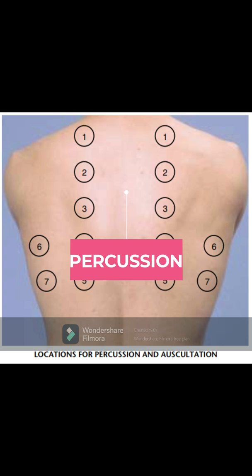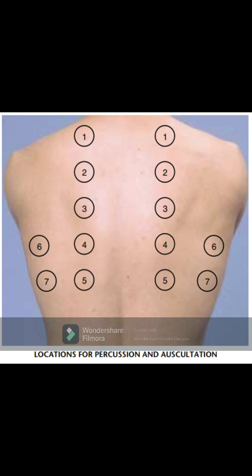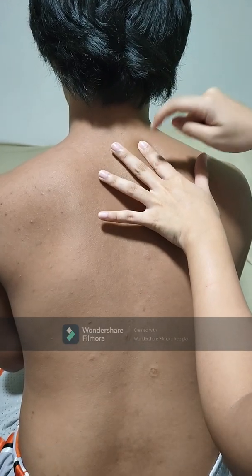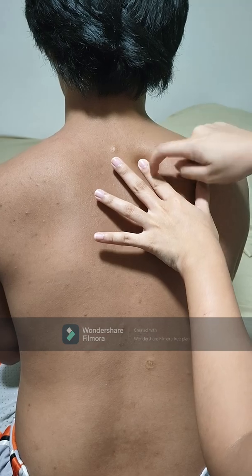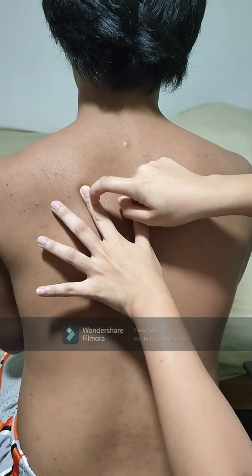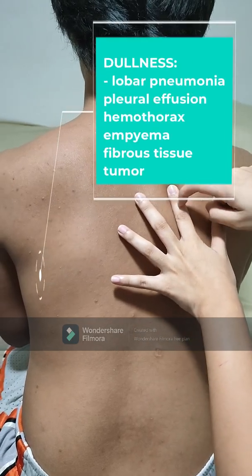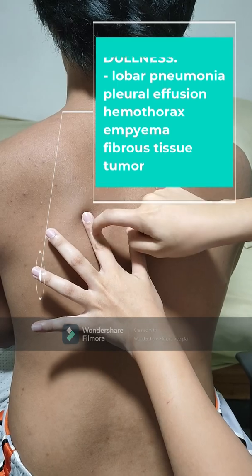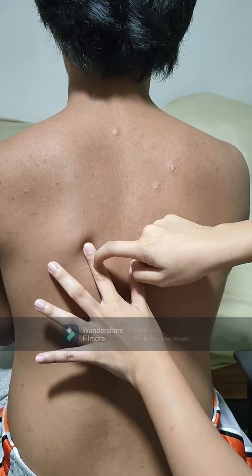For the percussion, percuss one side of the chest and then the other at each level, as shown by the diagram. Resonance is replaced with dullness when fluid or solid tissue replaces air-containing lung or occupies the pleural space. Examples include lobar pneumonia, pleural effusion, hemothorax, empyema, fibrous tissue, or tumor.